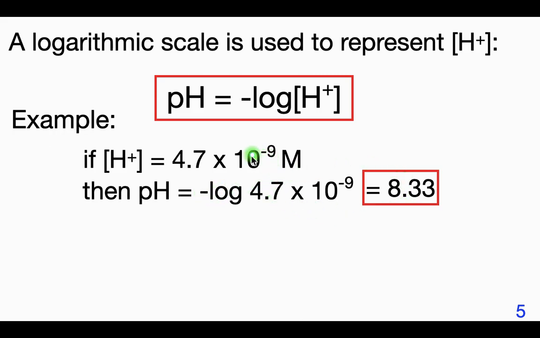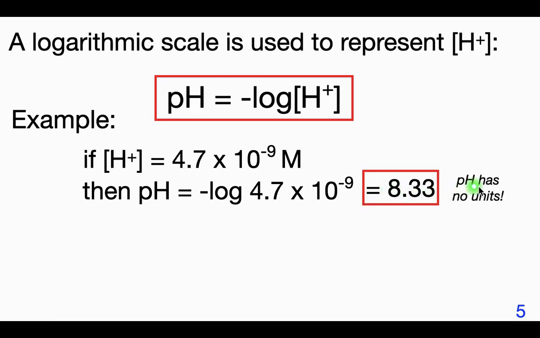And that will always be the case when you take the logarithm of a number that's less than 1. And if you have a negative exponent, it's always going to be less than 1. You'll have a negative number. The negative sign here simply makes it a positive number. And really, the whole idea of using the logarithmic scale is to make it much more simple. So rather than saying the hydrogen ion concentration is 4.7 times 10 to the negative 9, we can simply say the pH is 8.33. That's just kind of an easier way of expressing it.